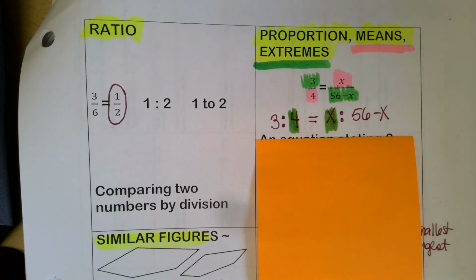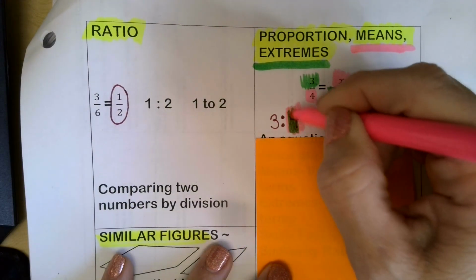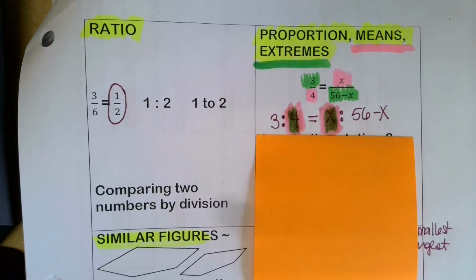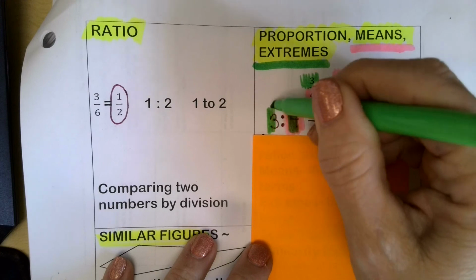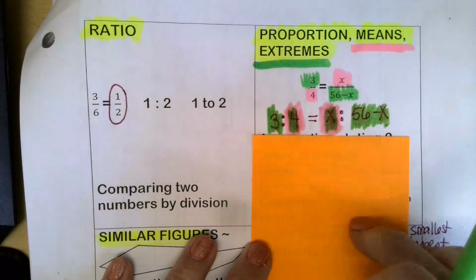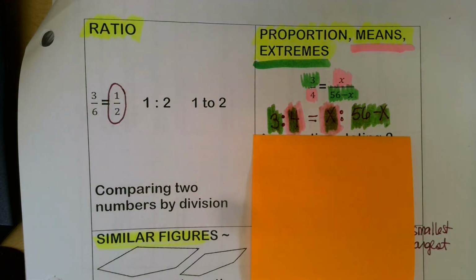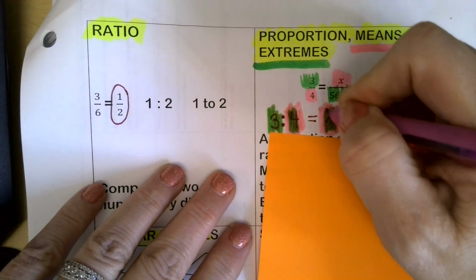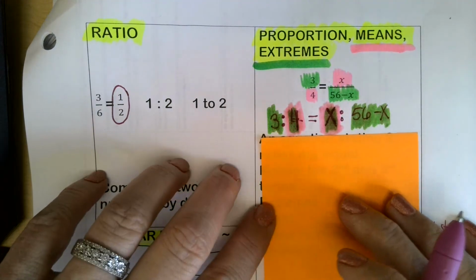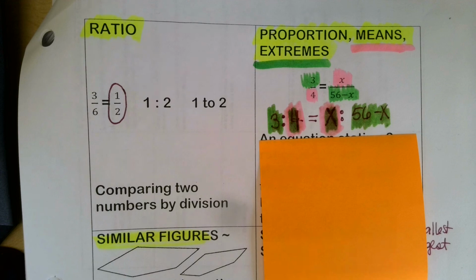The extremes are on, oh, I just did that backwards. I am so sorry. I'm going to change that to pink. The means are in the middle. Put a big pink over that. Big mistake. And the extremes are on the ends. Okay, there we go. The means, which are pink. So sorry for that. Let's write that a little bit darker. There we go. All right, the means are in the middle, the extremes are on the ends.